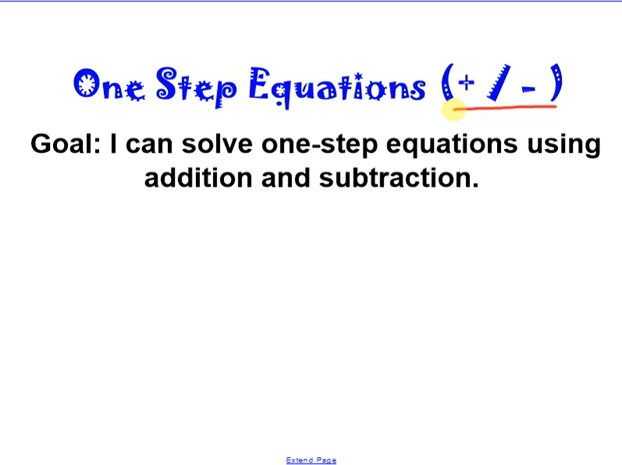One-step equations are different from expressions because with expressions you end up with an answer that has variables in it. With one-step equations, you are going to end up with an answer that is a number. So you're actually going to tell me what does that variable represent? What number goes with that variable? So your goal for today is: I can solve one-step equations using addition and subtraction. We're going to go ahead and get started. Remember to pause the video if you need me to slow down.